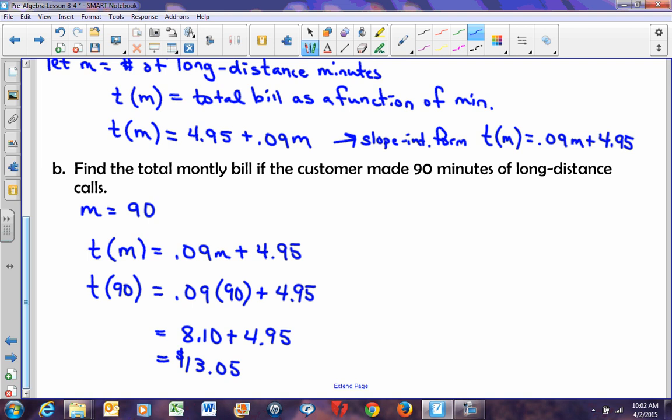Okay, so total monthly bill is $13.05. Not too hard, something similar to what you've been doing, except for now instead of putting it in y equals form, you put it in T of M or F of X or P of Q. Don't get so wound up in not understanding how to put it in T of M form or M of T form or something of that nature. It'll come, okay? Because I just know my total bills is a function of my minutes. Some people might have put B of M, bills, as a function of minutes. It doesn't matter. As long as you understand what you're doing, you're fine.